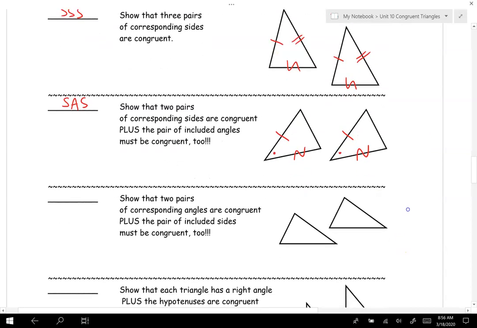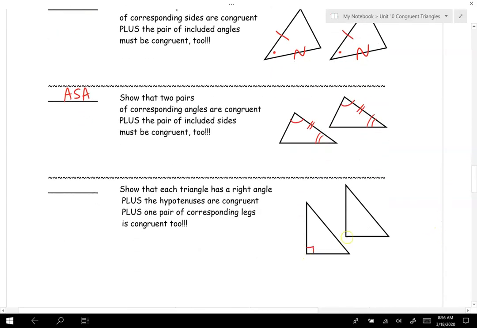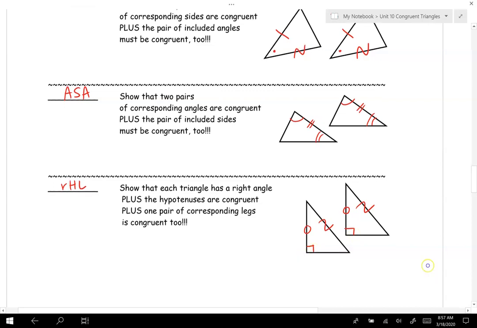Show that 2 pairs of corresponding angles are congruent, so we'll pick some. So let's say that. And then the included side. So there's the included side, or the side in between them. So it looks like we have angle, side, angle in that picture. Show each triangle has a right angle, plus the hypotenuses, all right. And 1 pair of corresponding legs. So this one is RHL. Remember, this one is not side angle side with the right angle because this right angle is not between the 2 sides. It looks like we got one more.